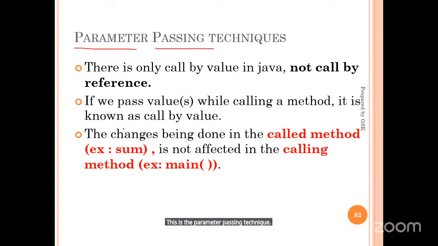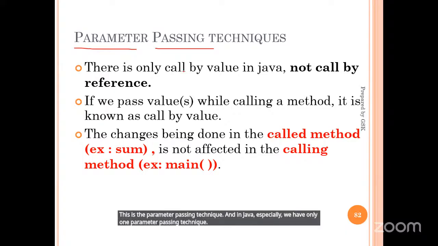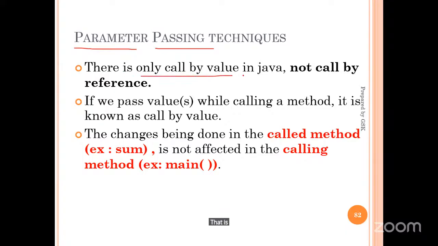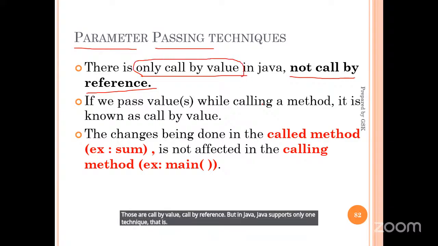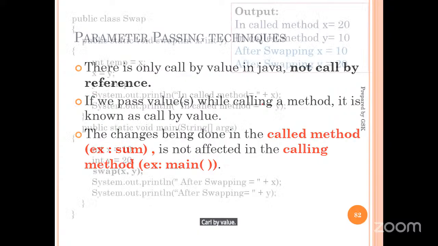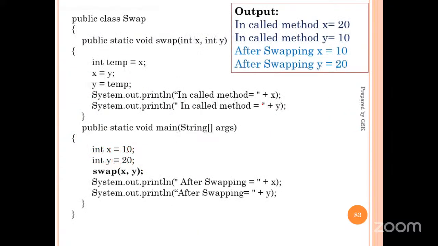And in Java, especially, we have only one parameter passing technique, that is only call by value. Generally, in C language and C++ language, we have basically two types of techniques: call by value and call by reference. But in Java, Java supports only one technique, that is call by value. See the example to understand the concept of call by value.